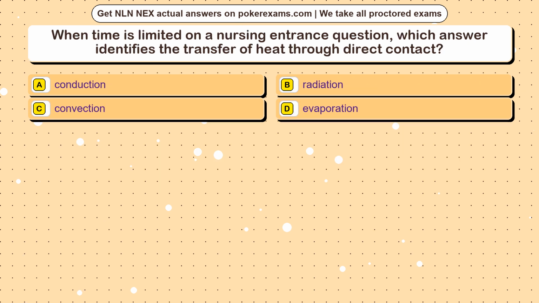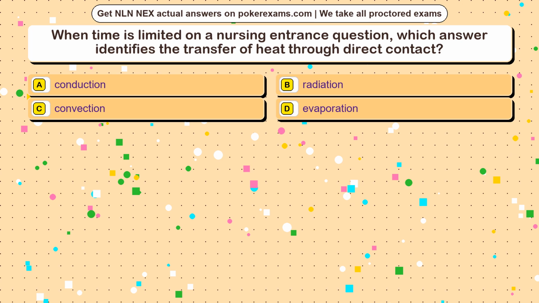Question 5. When time is limited on a nursing entrance question, which answer identifies the transfer of heat through direct contact? Option A, conduction. Option B, radiation. Option C, convection. Option D, evaporation.